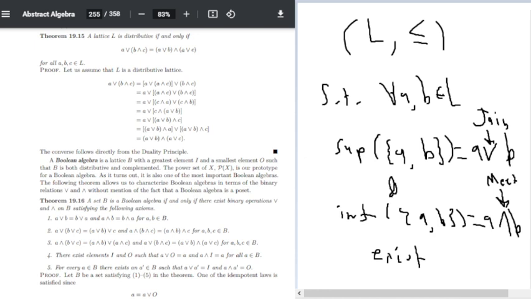A Boolean algebra B is a lattice B with greatest element I and smallest element O, such that B is both distributive and complemented.